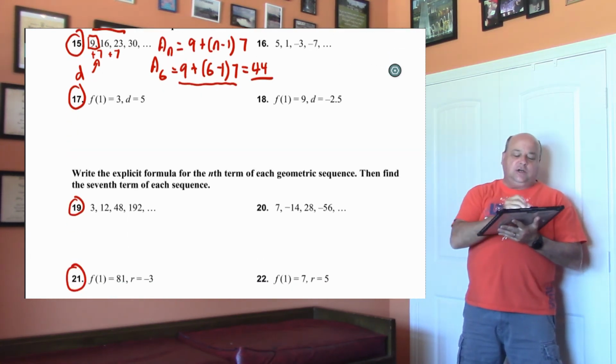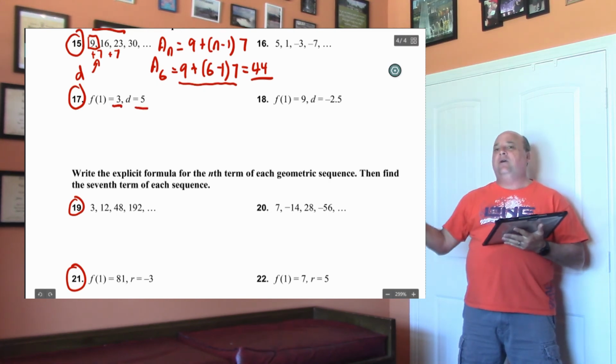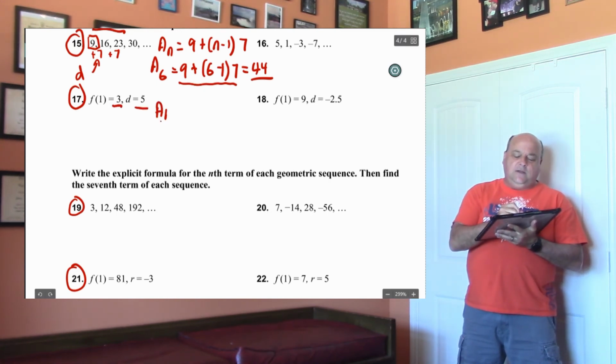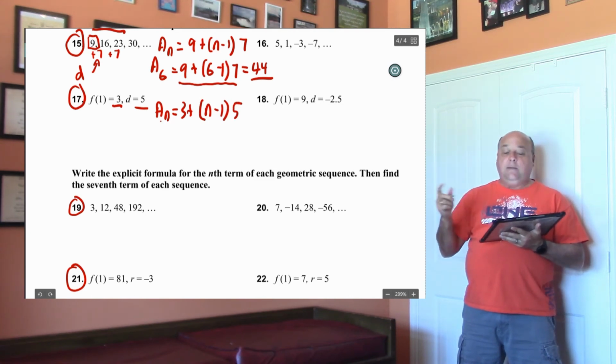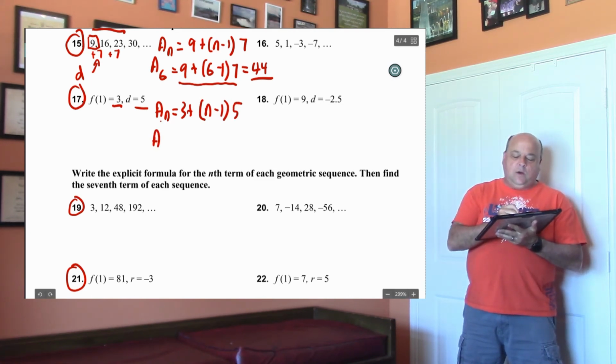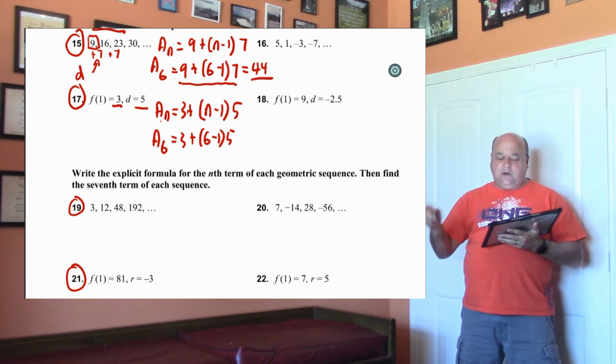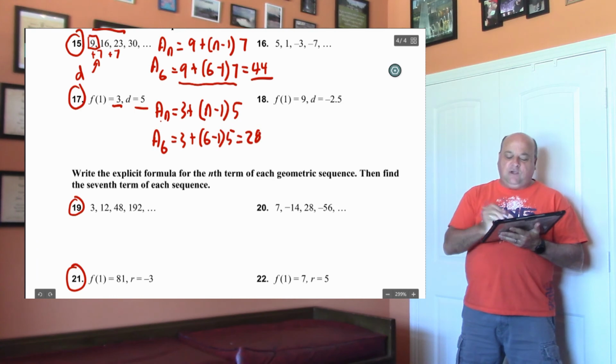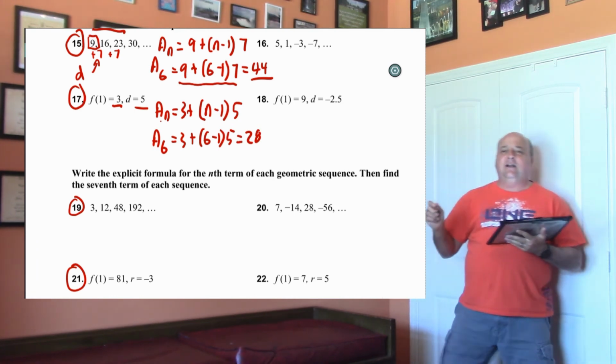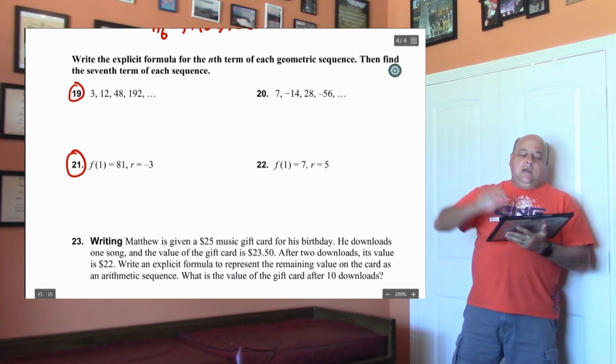The next one's easier because they're giving you the first term and the common difference. You don't have to find it. So let's write down a_n equals, our first term is 3, plus, and then n minus 1, and the common difference is 5, right? Now then, we want to find the sixth term. So we're going to replace the n with 6. And 6 minus 1 is 5. 5 times 5 is 25. 25 plus 3 is 28. If you can't do that, just type it into the calculator. Easy, easy, easy. Keep going.